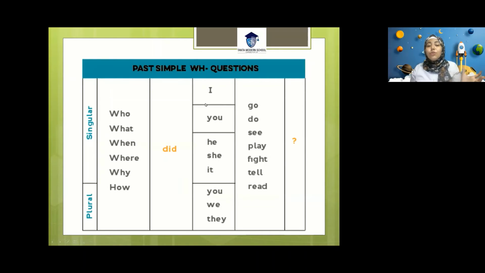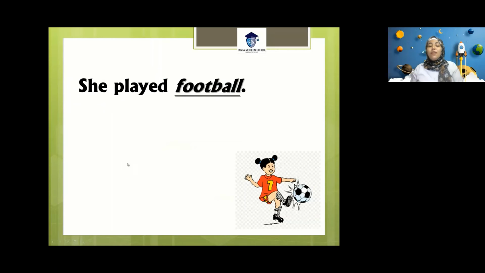Okay, now with the WH questions. WH questions, we begin them with the question words, like who, what, when, where, why, and how. So, for example here, she played football. Now I want to ask about the word football. Football is something, right? So we begin the question with what. So how can I make it? We begin by identifying where the verb is, which is play.